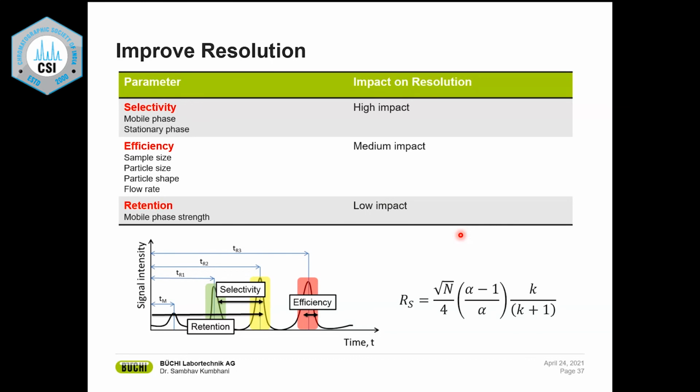The most impactful and highly useful parameter to change would be your stationary phase and mobile phase combination to get the best separation resolution. So selectivity has the highest impact on your resolution. Then there is efficiency, which is affected by sample size, particle shape, flow rates, and things like that. And retention is affected by your mobile phase strength.